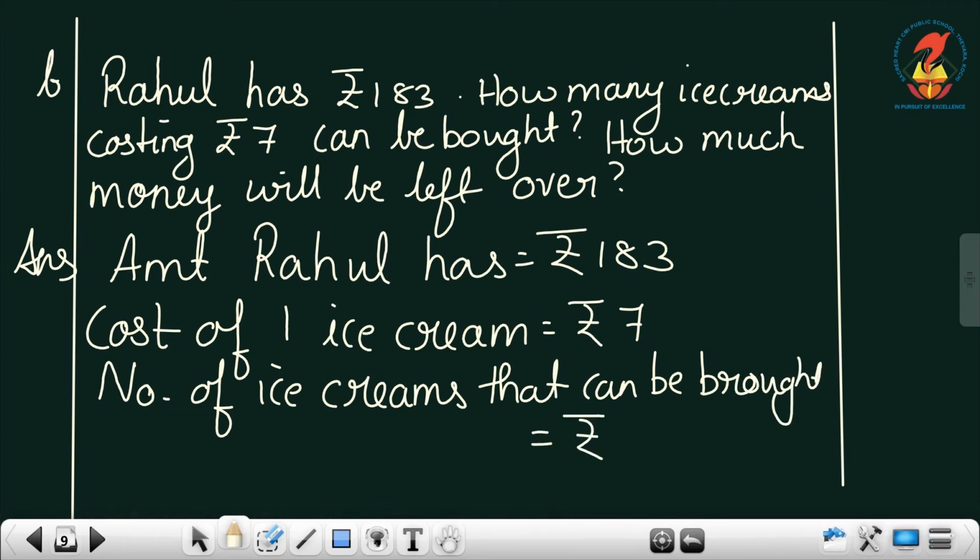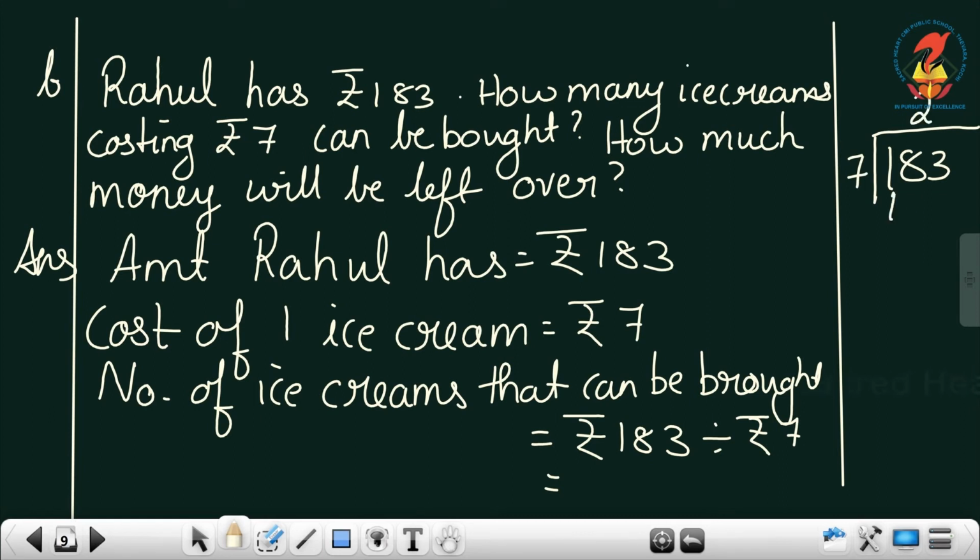What do you have to do? You have to divide it. Rupees 183 divided by rupees 7. Divide and see what you are getting. 183 you divide by 7. How many times does 7 go in 18? 2 times. 2 7s are 14. When you subtract, you get 4. Bring down 3. Again 6 times 7, you get 42. Balance, you get 1. So, how many ice creams can he buy? He can buy 26 ice creams.